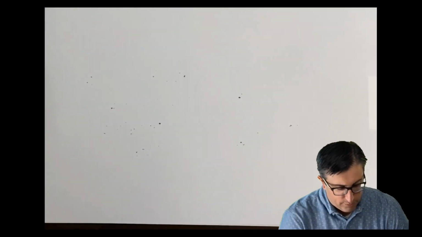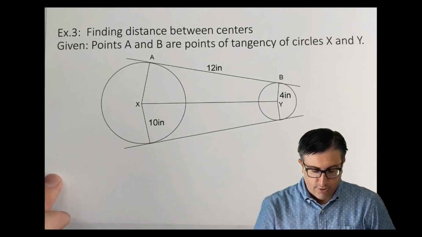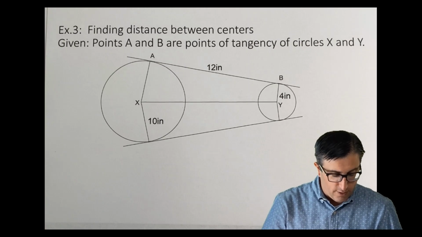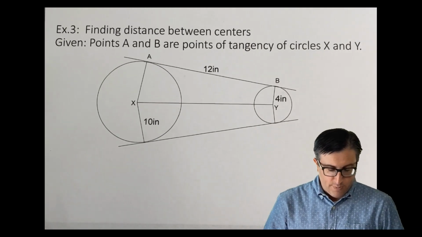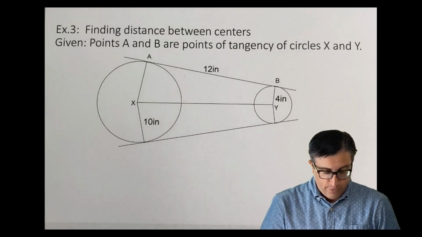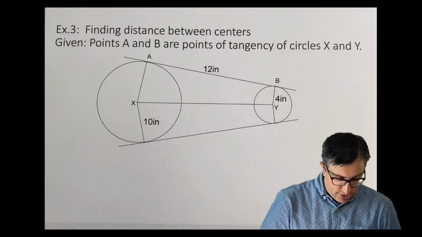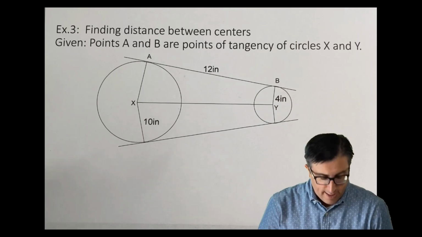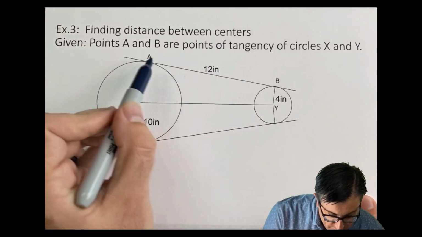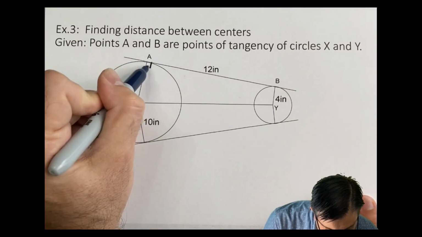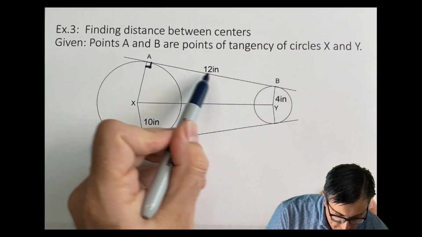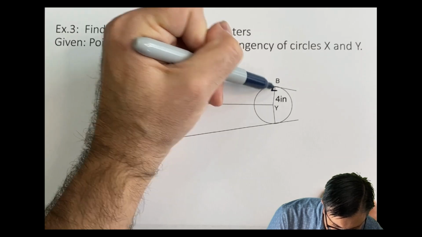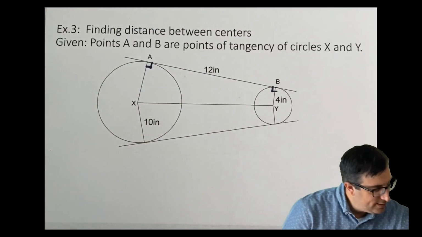Now, this problem should look somewhat familiar. Problem 3 should look somewhat familiar. We had it on a test a couple months ago. Finding the distance between centers, given point A and B are points of tangency of these circles. If this is a radius and this is a point of tangency, there's a right angle here. This is a radius, this is a point of tangency, so this is 90 degrees.